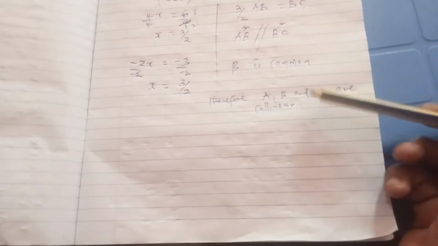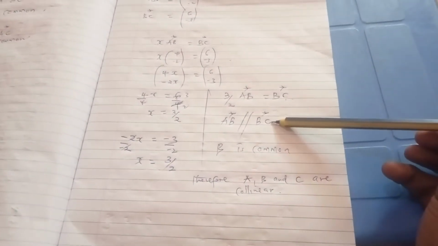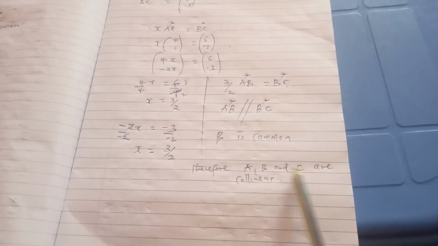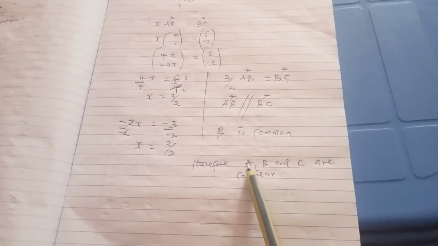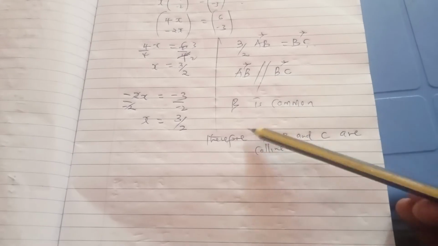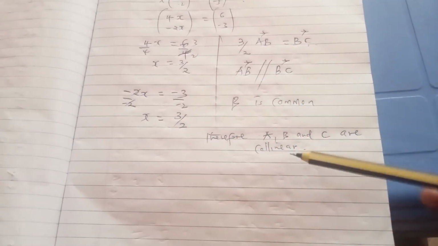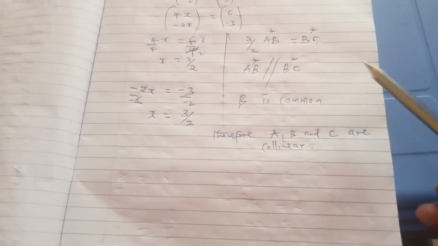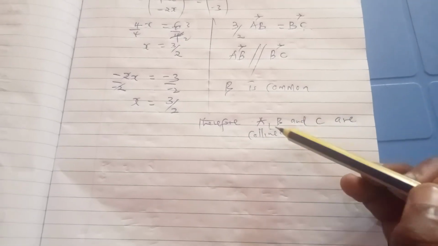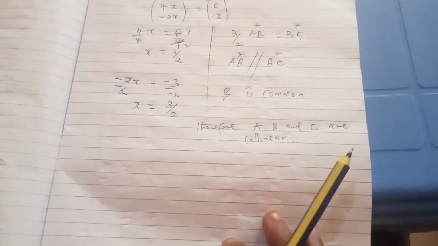So that is how we test the collinearity of vectors. You first of all check whether the vectors are parallel. If you are given three points like that, you form two vectors, AB and BC, and then you find whether they are multiples of each other. Having satisfied that, you then check whether there is a common point. And if that is done as well, then you can conclude that the points are collinear. So I believe you have understood how to do that.